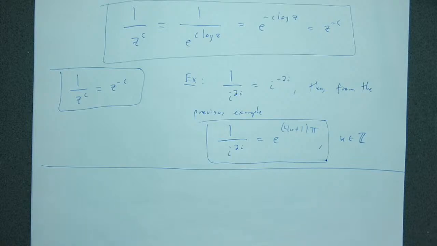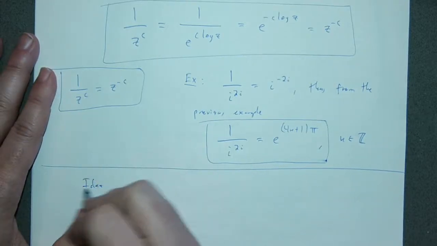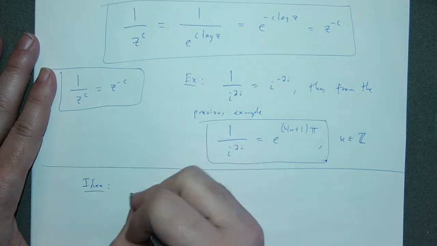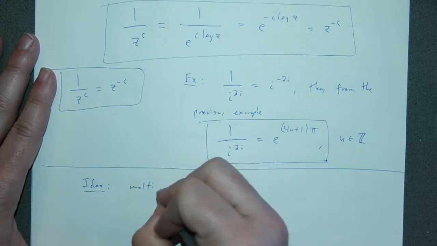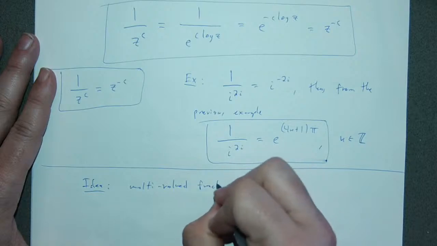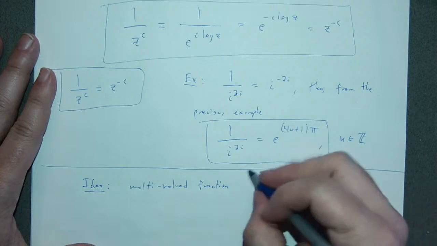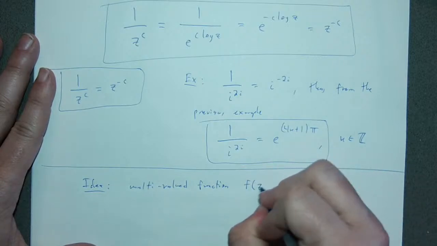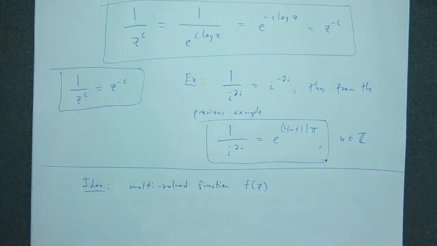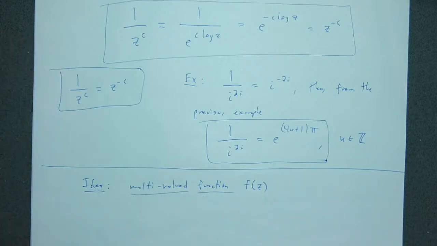So the idea here is I have a multi-valued function that is complex, and we'll just call it f of z, right? But it's multi-valued, so it's not the usual function in the strict sense, okay? So it's a multi-valued function f of z.